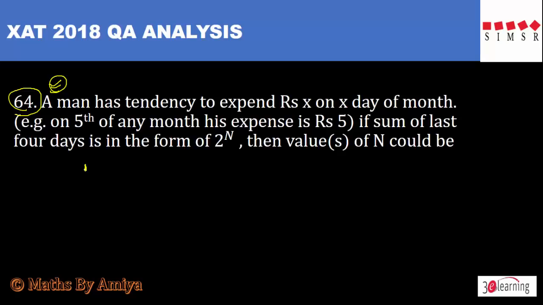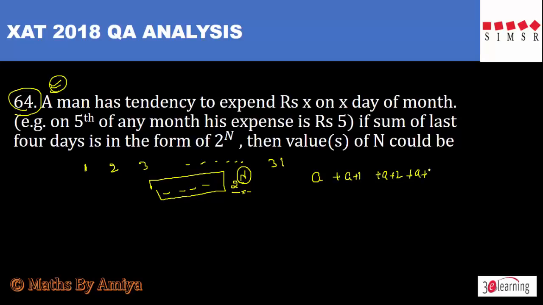Here we know on day 1 we are expending rupees 1, day 2 rupees 2, day 3 rupees 3, and so on till day 31. The summation of any 4 days is in the form of 2 raised to power n. So we need to work out for which value of n we get the summation of any 4 consecutive values in this form. We know if we add a, a plus 1, a plus 2, a plus 3, these are 4 natural numbers, we are not going to get 2 raised to power n anytime.